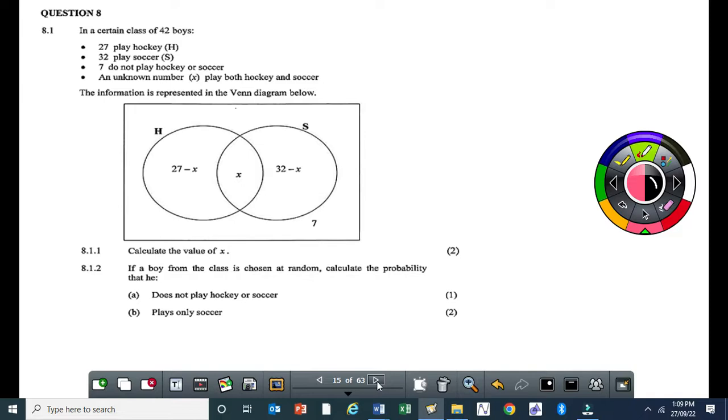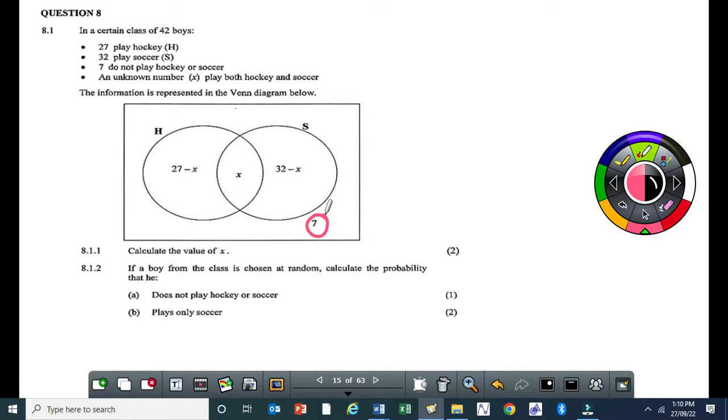Now, whenever you get a question with a Venn diagram which is already drawn, please be aware that this type of question should be easier as compared to one where you have to construct it on your own. Here it says in a certain class of 42 boys, 27 play hockey, 32 play soccer, 7 do not play hockey or soccer. So these 7 don't play hockey or soccer. Then an unknown number X play both hockey and soccer.